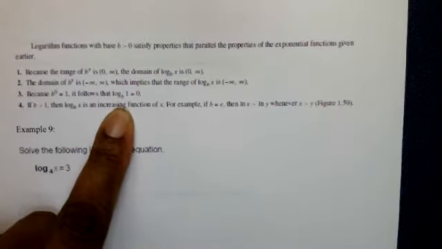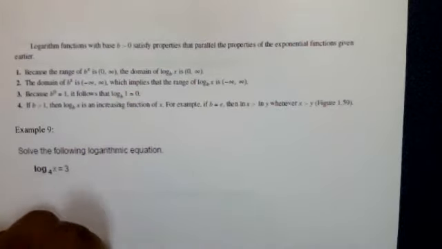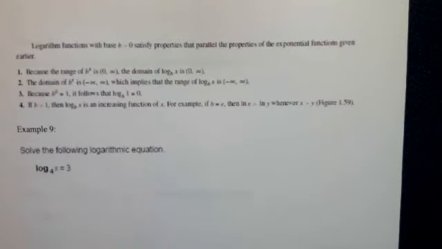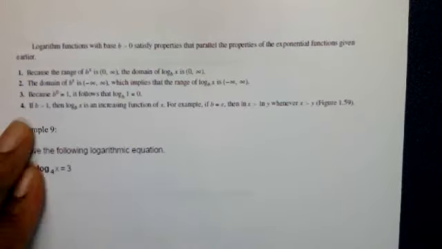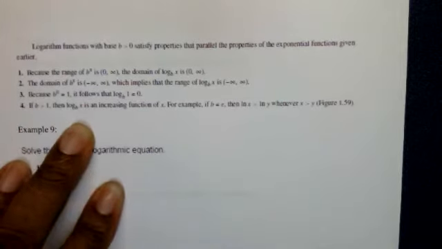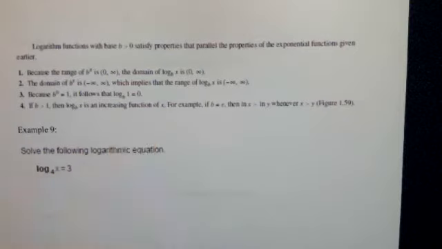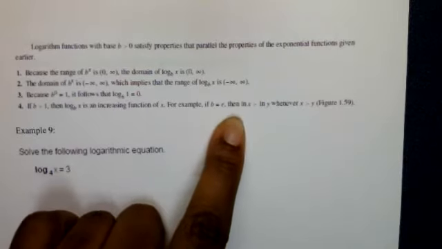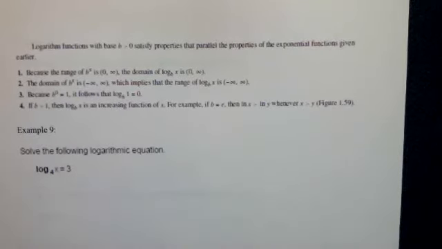Because you have to think of this, b to what power is going to give you 1? And the only number that does that is 0. Any non-zero number to a 0 power is going to be equal to 1. And then if b is greater than 1, then log to the base b is an increasing function of x. So if b is equal to e, then ln of x has to be greater than ln of y whenever x is greater than y.